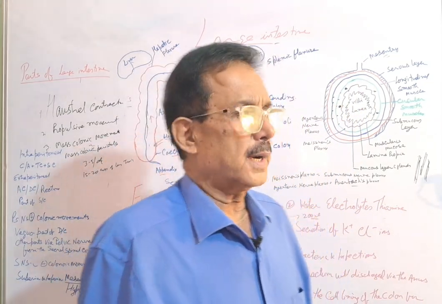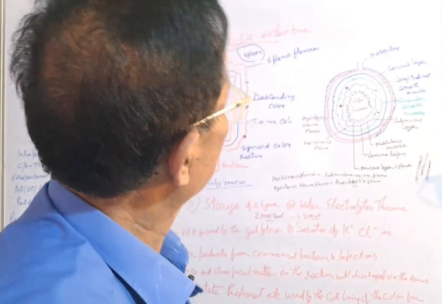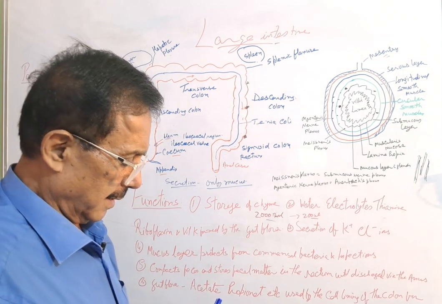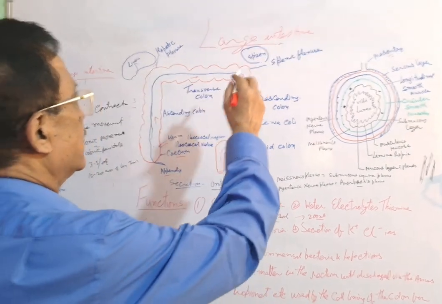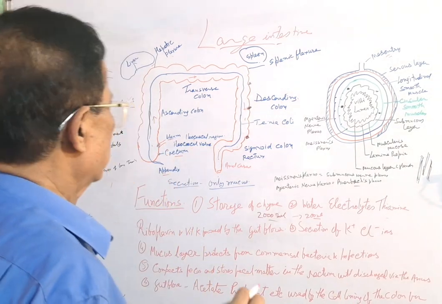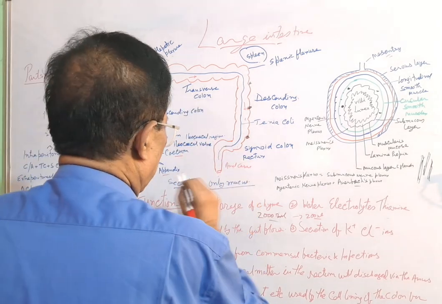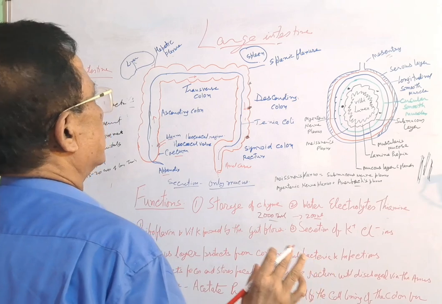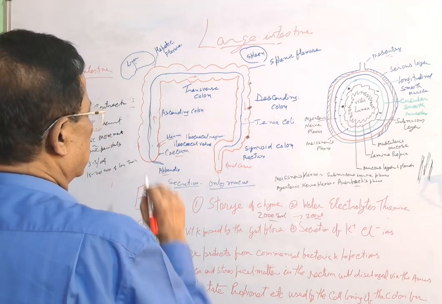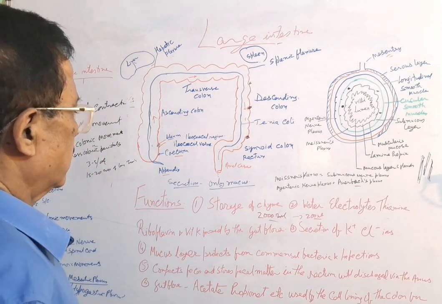Today we will learn about the large intestine. The large intestine, or large bowel, is the last part of the GIT. What I mean is that it starts from the ileum, the third part of the small intestine, at the ileocecal region, and ends at the anus. This is the last part of the large intestine. At the ileocecal region, it communicates with the ileum, and this communication is guarded by the ileocecal valve.